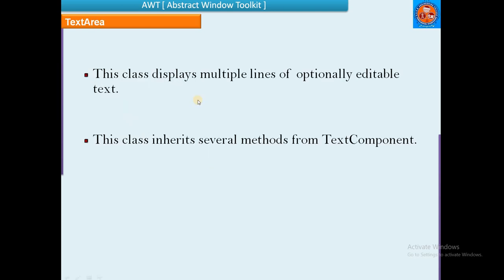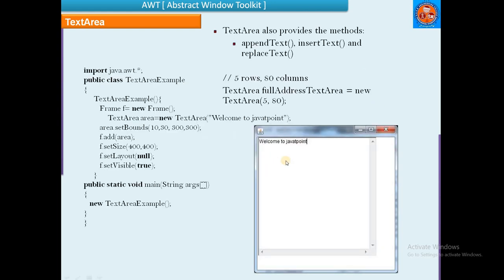Text area. This text area is like a text field, but it will display multiple lines of editable text. This class displays multiple lines of optionally editable text. This class inherits several methods from text component. This is the text component. It will allow us to scroll the text top to bottom as well as left to right. This is the example of text area, as well as text field.